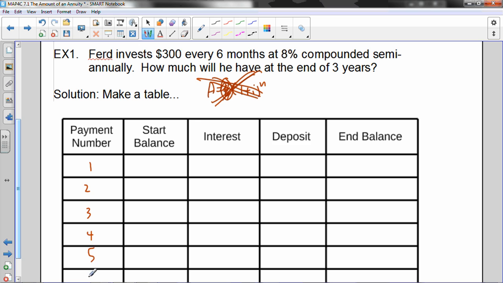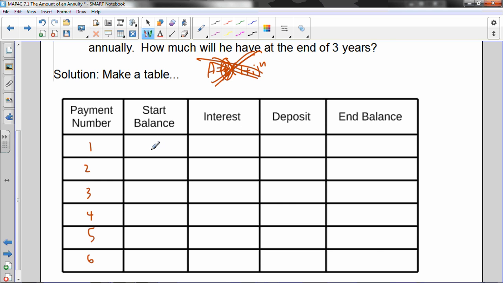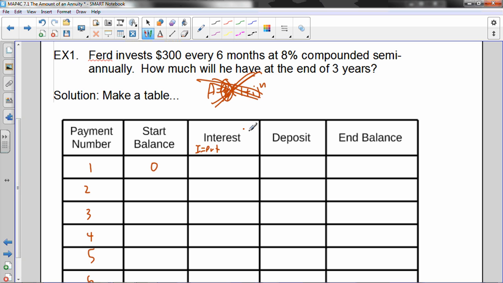There's going to be 6 payments altogether. At the start of the first one, he hasn't earned anything, there's nothing in the bank account before the first investment. For the interest, we're going to use the simple interest formula, okay? Where the interest rate he's earning is 8% a year, and for the time, this little period is 6 months, right? So that's half a year.